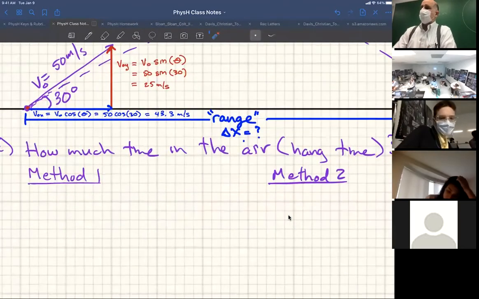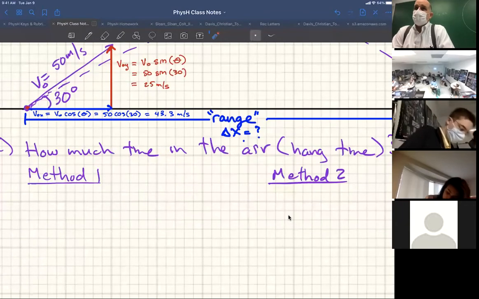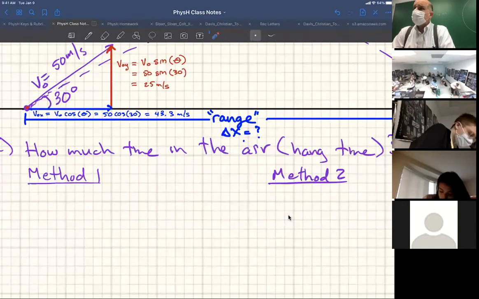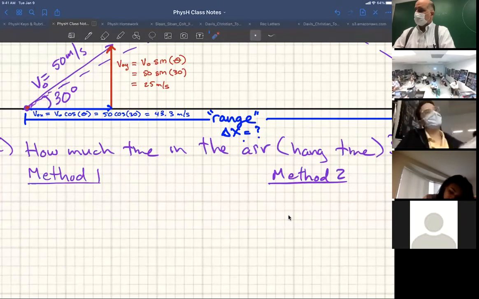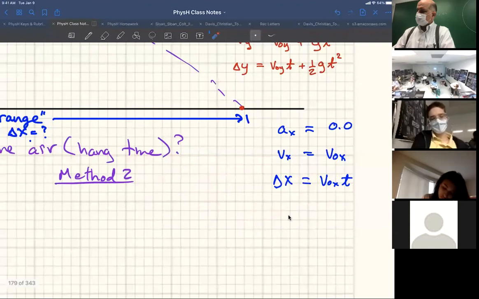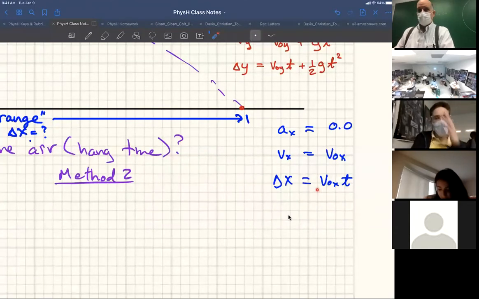Well, there are many methods you could use to get the hang time, approaches you could take, but there are two really good ones. Can you all think of one? What would you do? How would you get the total time in the air? Okay, so you're saying this one right here, this one right here, or this one?